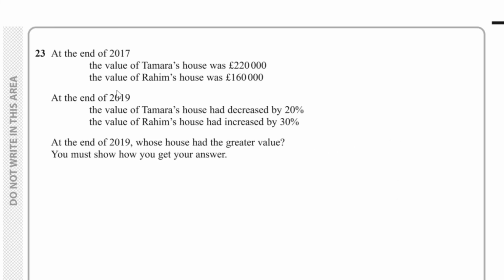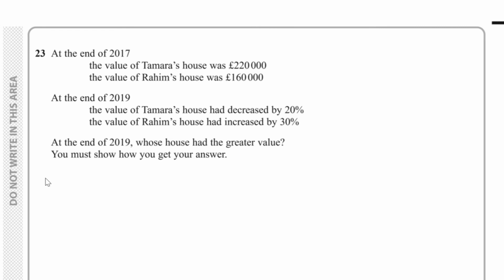Question number 23. At the end of 2017, the value of Tamara's house was £220,000. The value of Raheem's house was £160,000. At the end of 2019, the value of Tamara's house had decreased by 20%. The value of Raheem's house had increased by 30%. At the end of 2019, whose house had the greater value? You must show how you get your answer. Well, what we need to do is find out the value at the end of 2019 for both of them.